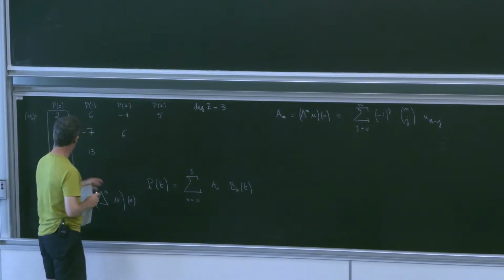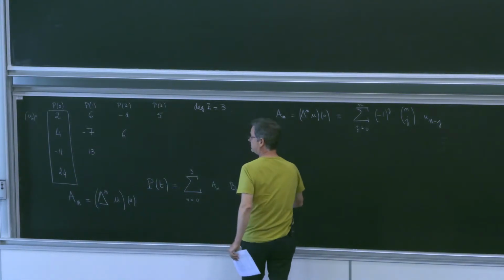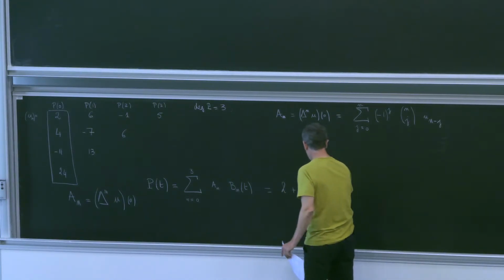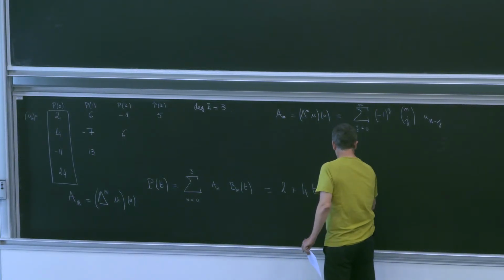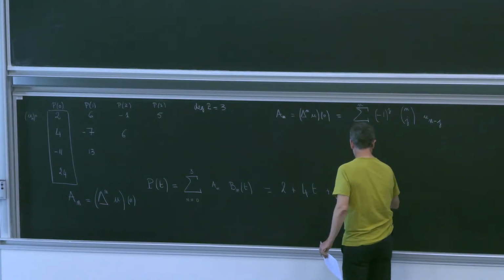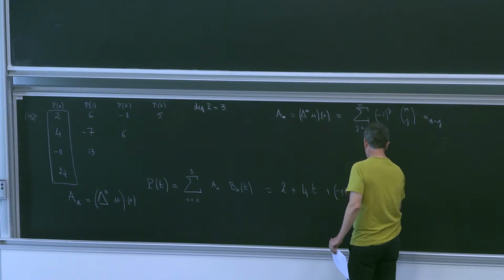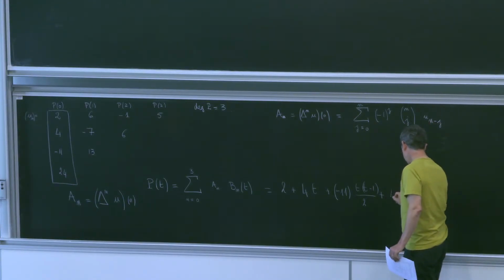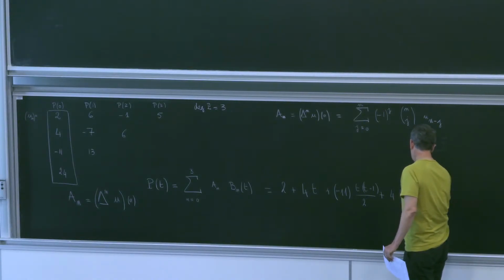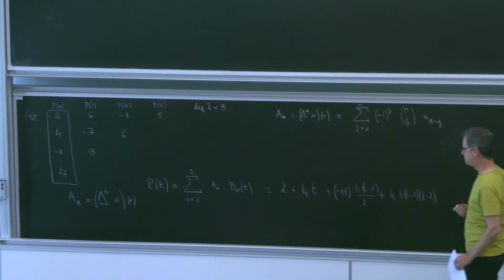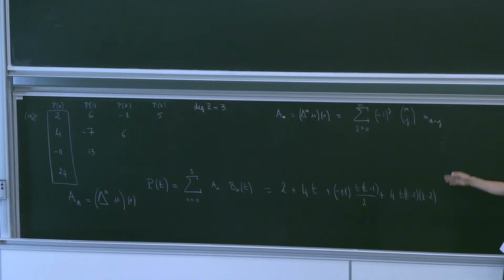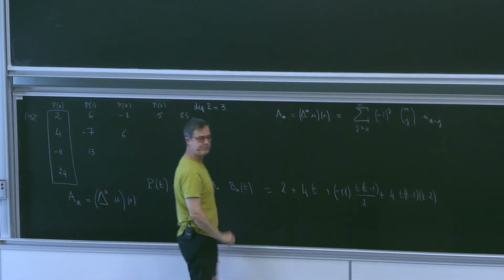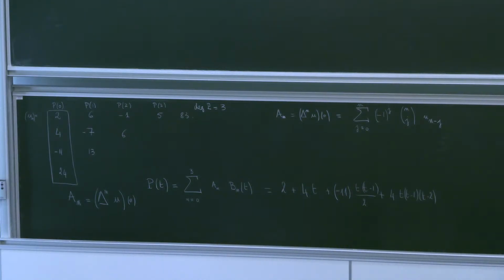Okay, so for instance here, you see p of t is what? Is 2 plus 4 times b_1, b_1 is t, plus -11 times b_2, which is t(t-1)/2, plus 24 times b_3. 24 times b_3 is 4 times t(t-1)(t-2). Okay? So you recover p, and then you can recover the next value. The next value is 83 if I did the computation correctly. Okay? So that's the first correction.